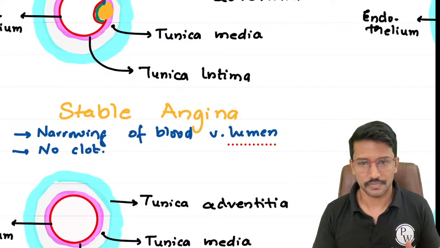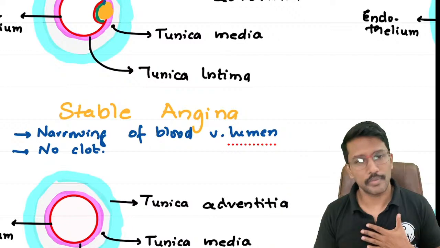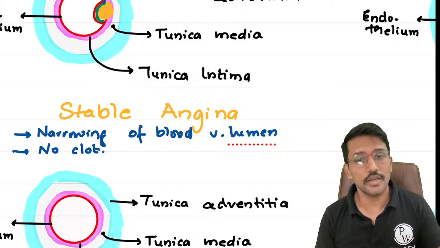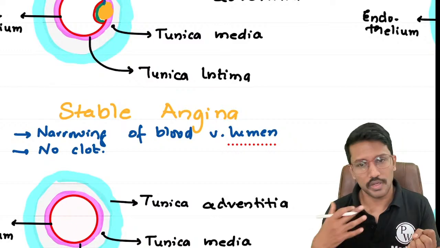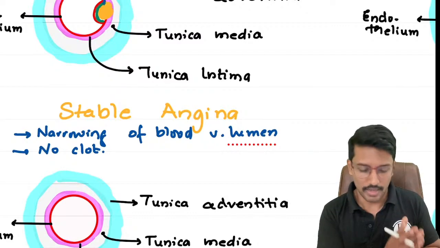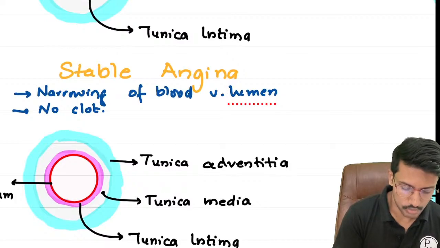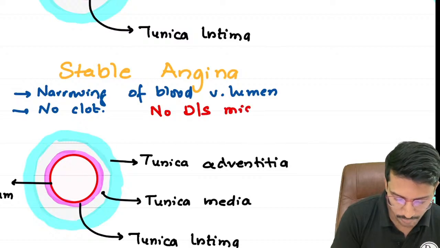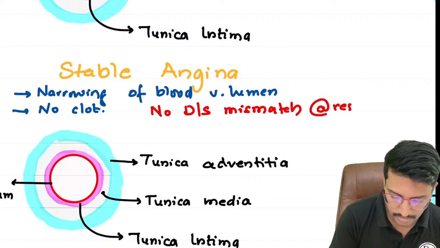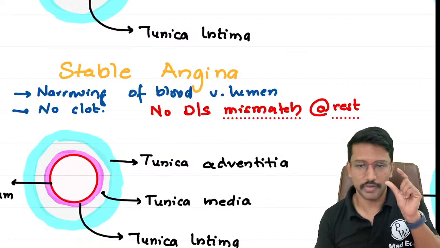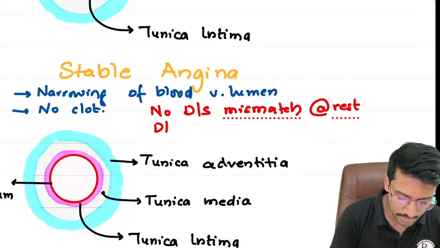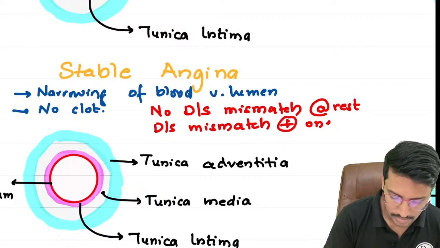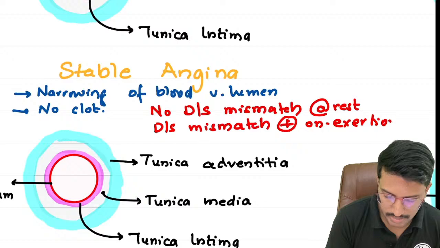So what is happening here? At rest, my myocardial oxygen demand is met. On exertion, myocardial oxygen demand is not met. So when will the pain appear? Only on exertion. If I take rest, again the myocardial oxygen demand will drop and the chest pain will disappear. That is a very typical story of stable angina. So in stable angina, there is no demand and supply mismatch at rest. When I'm taking rest, my myocardial requirement is met even if I have a narrow blood vessel lumen. But the demand and supply mismatch becomes evident on exertion, and because of that, the chest pain will obviously appear.